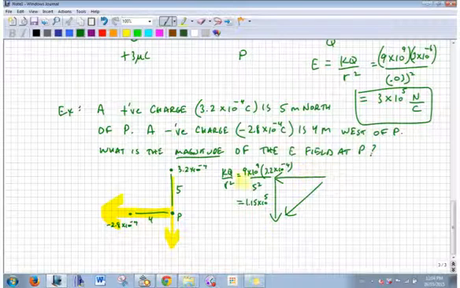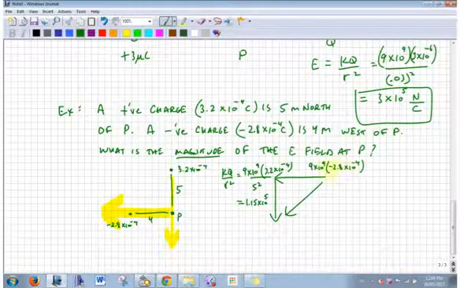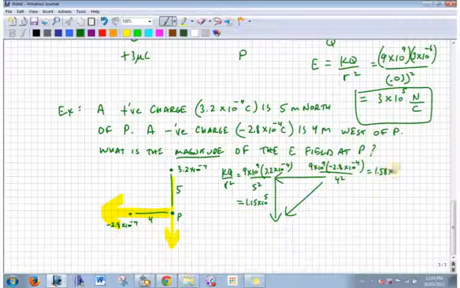Okay, this guy, again, same formula. 9 times 10 to the 9, this charge. Again, the signs don't really mean much. We know what the direction is, right? So don't even worry about the negative. Over 4 squared, and that guy is, what did I get, 1.58 times 10 to the 5 also.